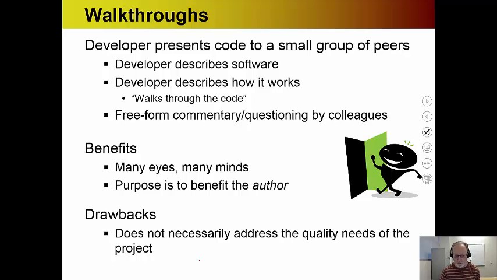Going down the scale toward more informality, then we have walkthroughs, and walkthroughs are common. They're talked about in the IEEE standard and McConnell as well. In this case, that developer presents the code to a small group of peers. So we went from a role definition to now it's going to be peers. We're all developers in the room. The developer, the author, we don't have a separate reader. The developer is going to walk us through the code, describe how it works, and the nature of the commentary and questioning is going to be freeform.